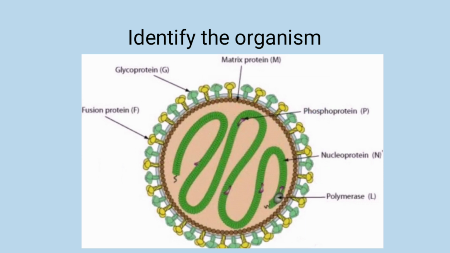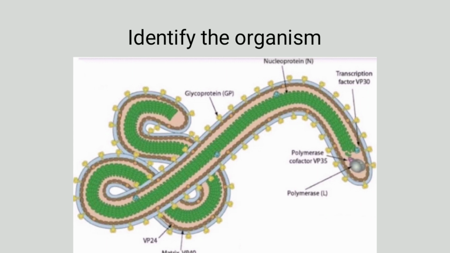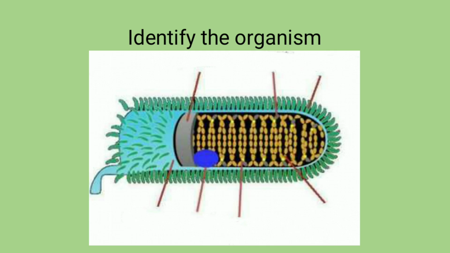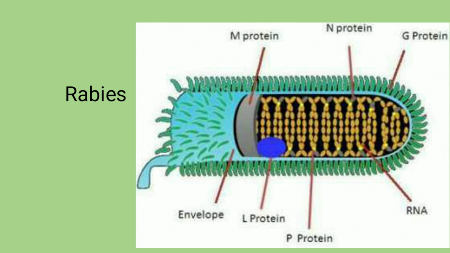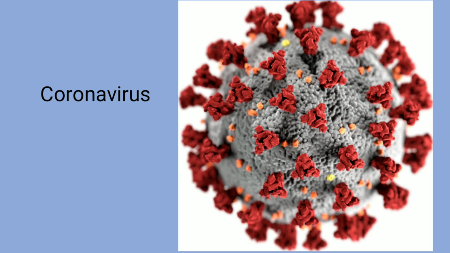Identify the organism. Nipah virus. Identify the organism. Ebola virus. Identify the organism. This is bullet shaped rabies virus. Identify the organism. Coronavirus.